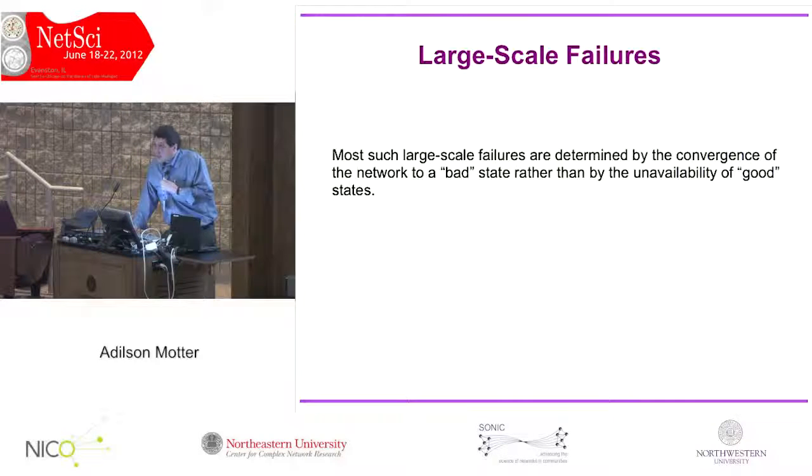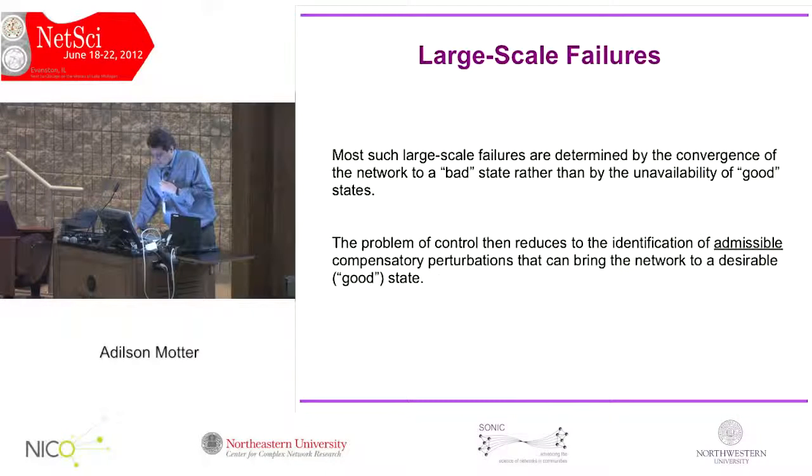The problem is that the network, for being decentralized, doesn't converge to the good states spontaneously. So the problem of control that I want to discuss here today is the one in which we try to identify an admissible compensatory perturbation that can bring the network to a good state. And we want to be able to do that even when the system is hit by a perturbation that was not predicted. So you have to be able to act after the fact.